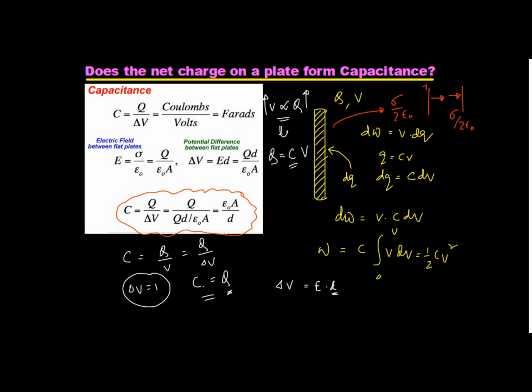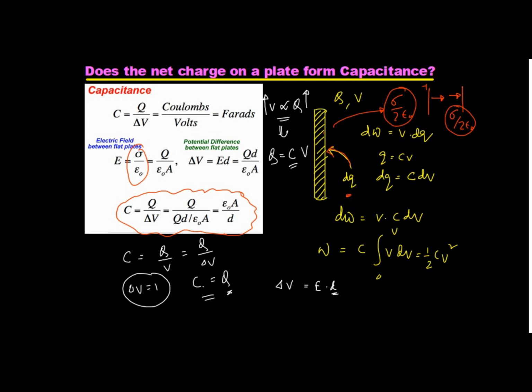So due to the superposition principle, these two fields will be added and hence the net field will be sigma by epsilon naught. So after substitution, the capacitance of a parallel plate capacitor becomes epsilon naught A by d, which is not a big deal.